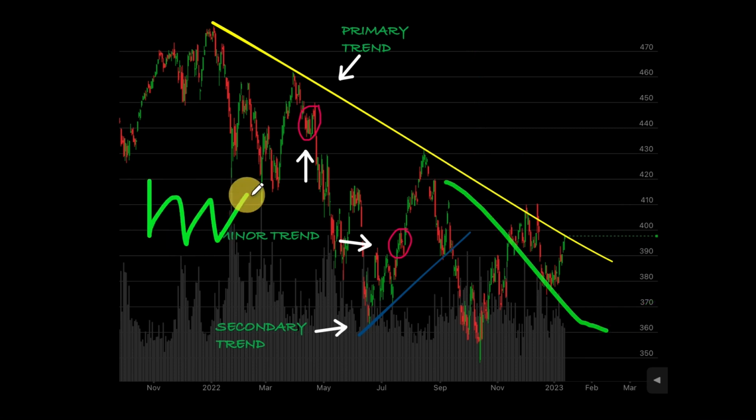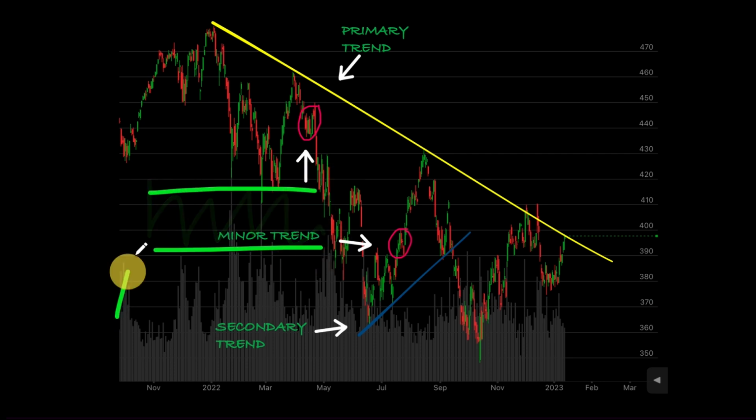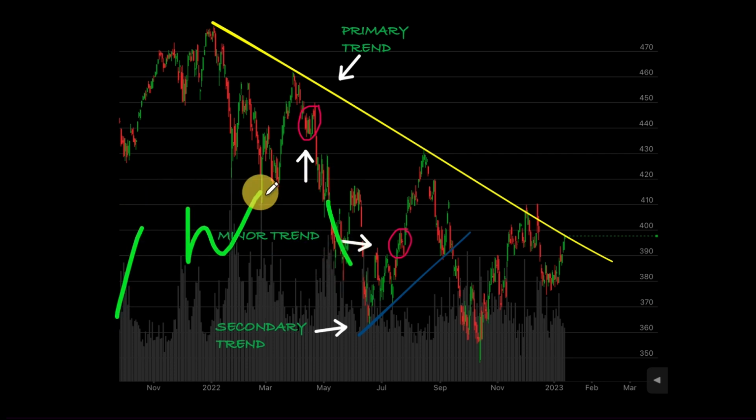Or something could be trending sideways. It could stay sideways. Boom. What's the trend at this point? It's not going up, it's not going down. It's just a sideways market, you know?